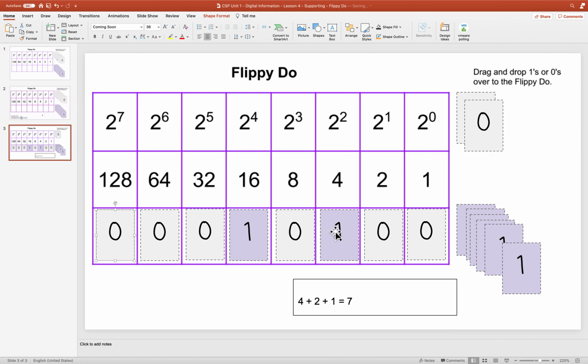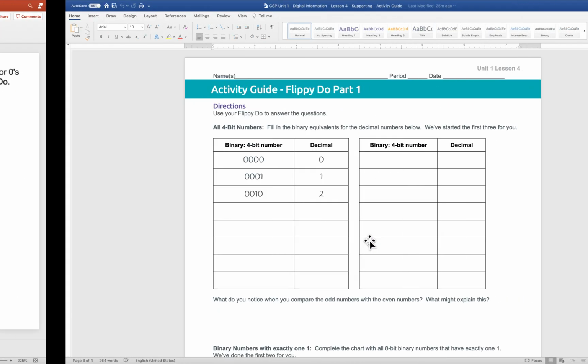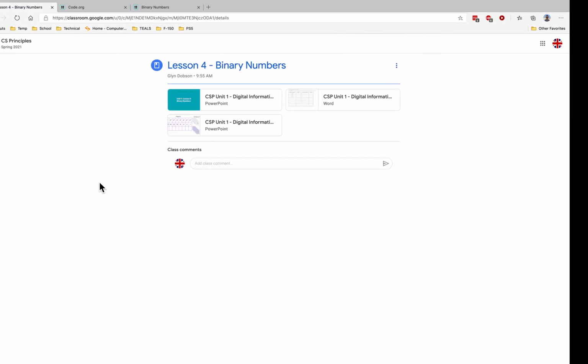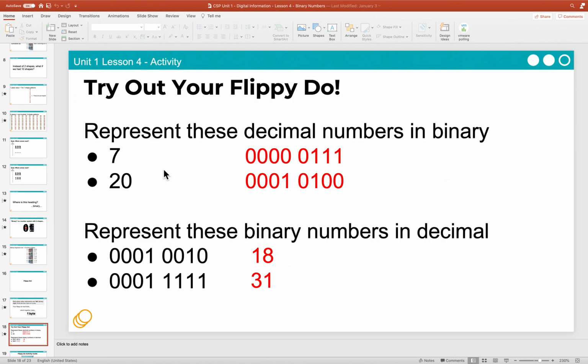So 16 plus 4 is 20. So we're 0, 0, 0, 1, 0, 1, 0, 0. Let's go see if we're right. That was over this way, wasn't it? 0, 0, 0, 1, 0, 1, 0, 0.